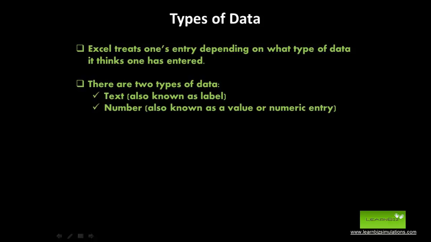Types of Excel data. The reason that you should care about what type of data you are entering into the cells is that Excel treats your entry differently depending on what type of data it thinks you have entered. There are two types of data. First, text, also known as label. Second, number, also known as a value or numeric entry.